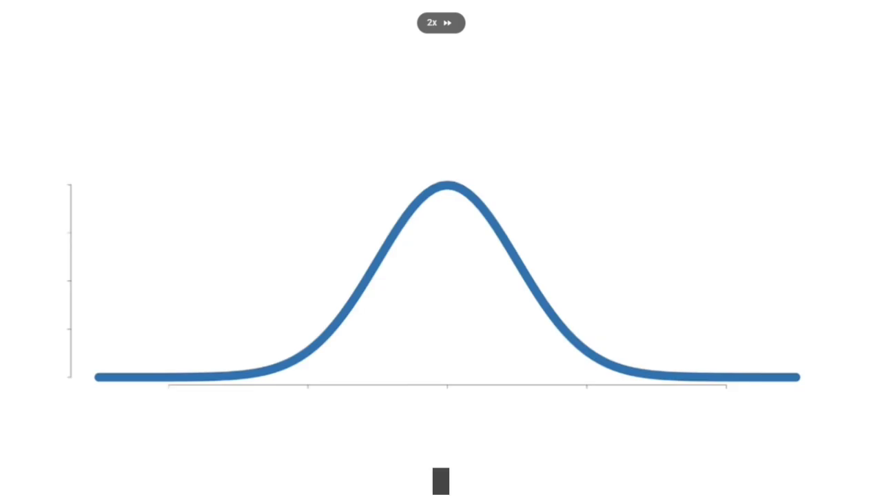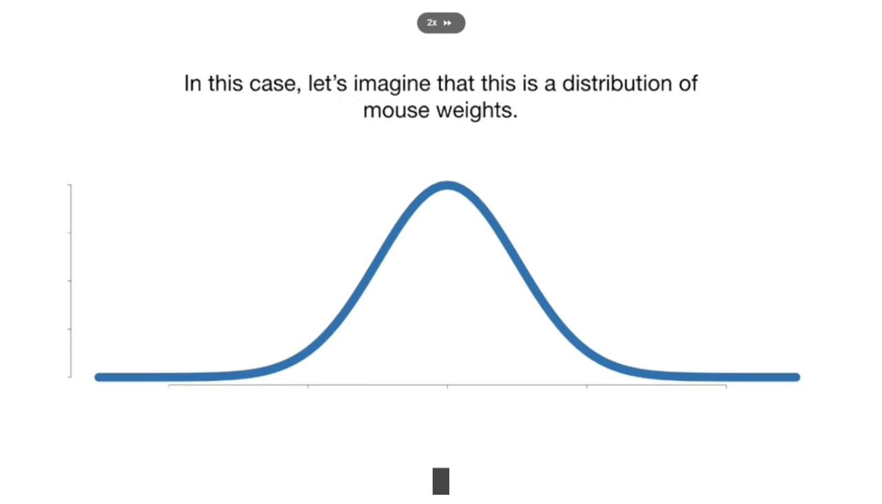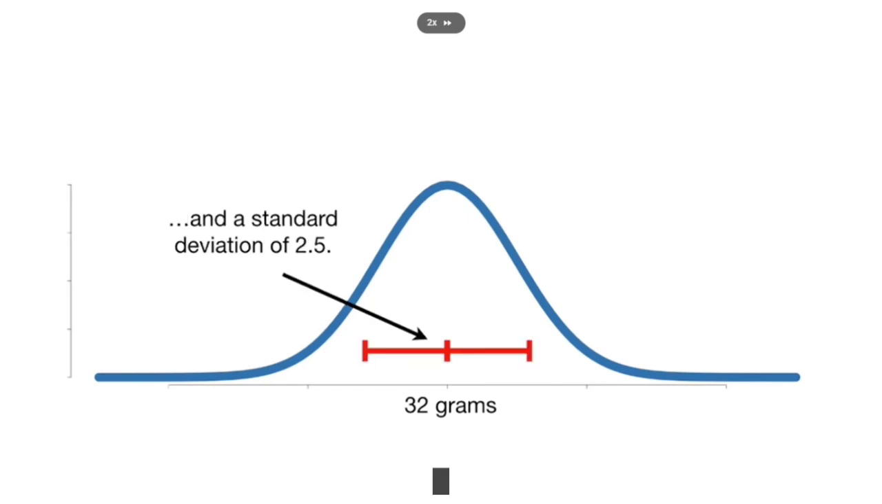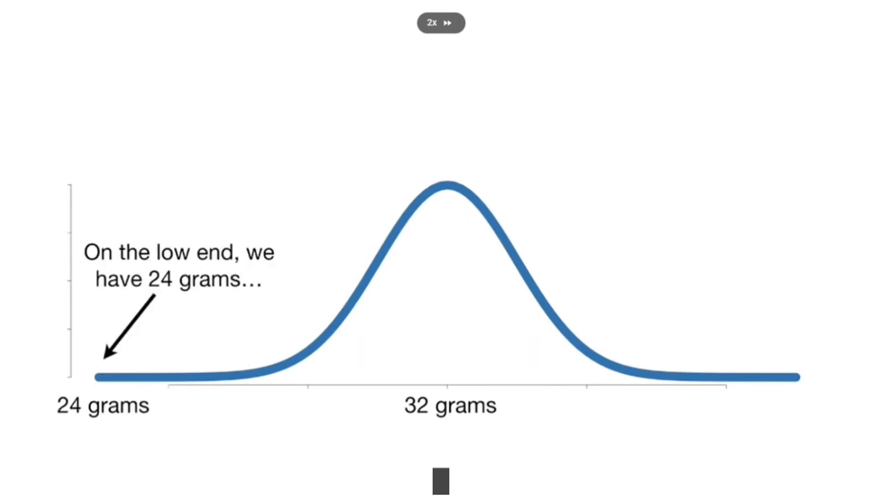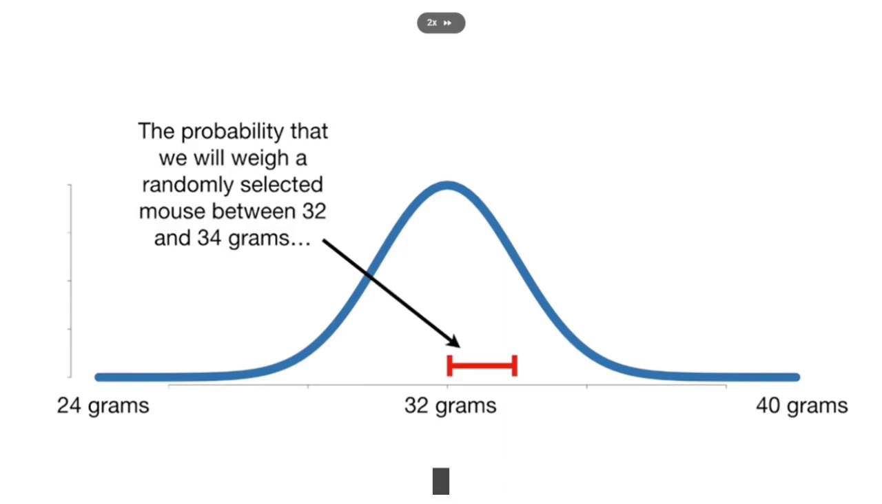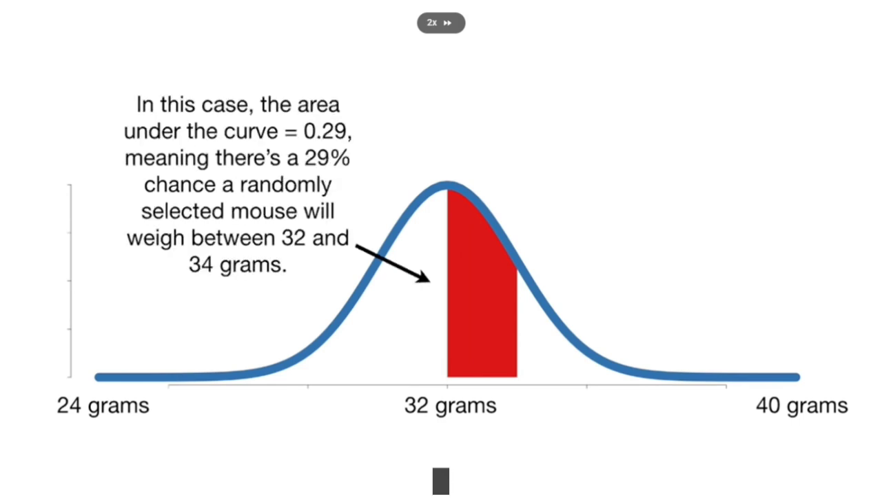For me, the easiest way to understand the difference between probability and likelihood is to just see it in pictures. So let's start by looking at probability with respect to a normal distribution, keeping in mind that this concept applies to all continuous distributions. In this case, let's imagine that this is a distribution of mouse weights. It has a mean of 32 grams and a standard deviation of 2.5. On the low end, we have 24 grams, and on the high end, we have 40 grams. The probability that we will weigh a randomly selected mouse between 32 and 34 grams is the area under the curve between 32 and 34 grams. In this case, the area under the curve is 0.29, meaning there's a 29% chance a randomly selected mouse will weigh between 32 and 34 grams.